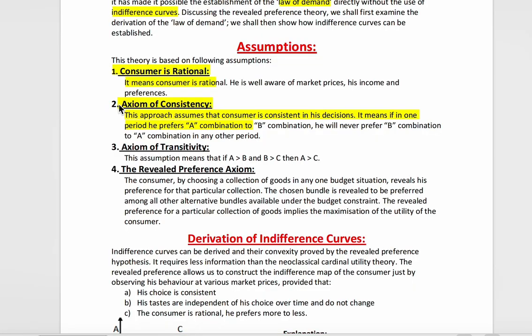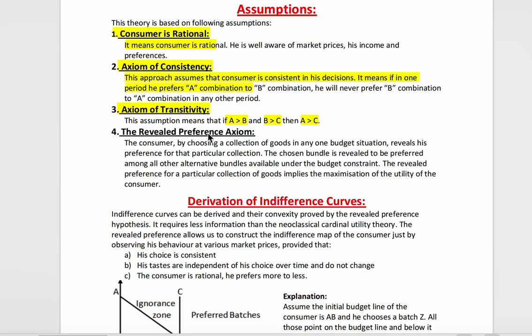It is also called the weak axiom, and another is the strong axiom, which is called the axiom of transitivity. According to this assumption, if the consumer chooses A over B and B over C, then he will definitely choose A over C, and it is called the axiom of transitivity.